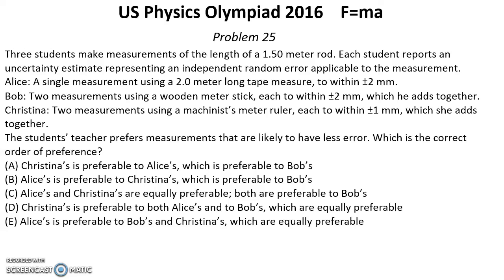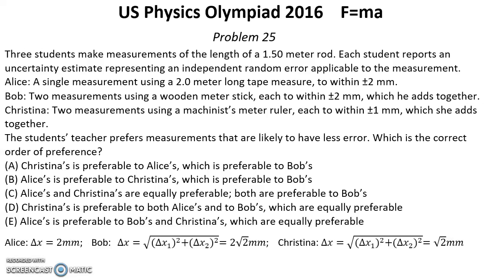Solution for problem 25. Alice, using 1 measurement with the uncertainty plus or minus 2 millimeters. That will be total error 2 millimeters. Bob measured using 2 independent measures which he added together, so it means that we have to use the root mean square rule. So the result will be the square root of the sum of 2 squares of measurements, which is 2 square root of 2 millimeters.